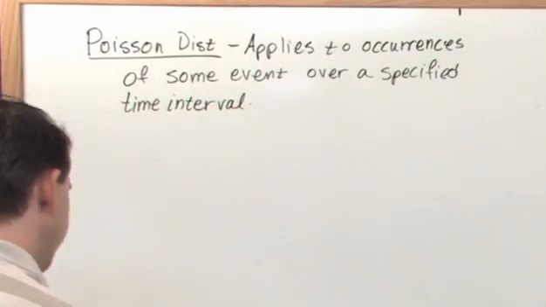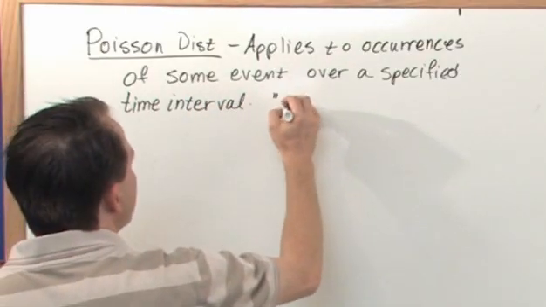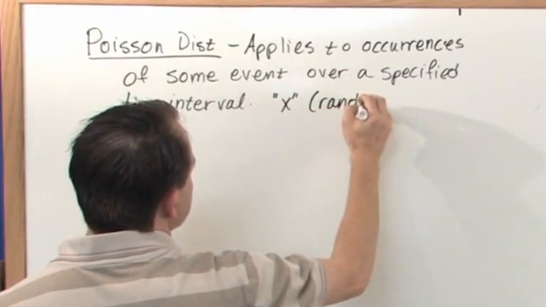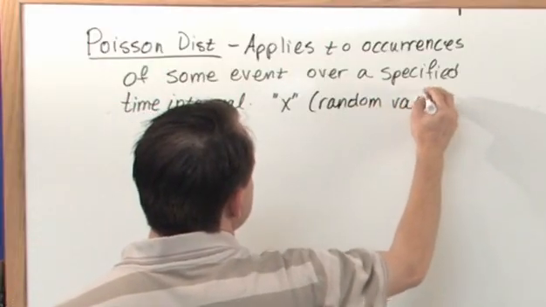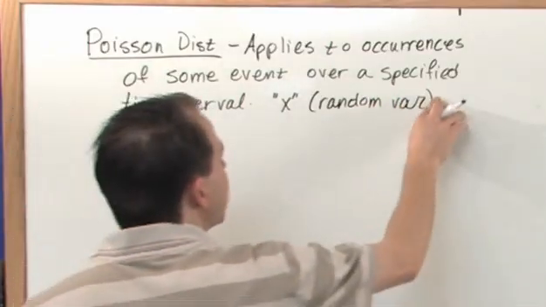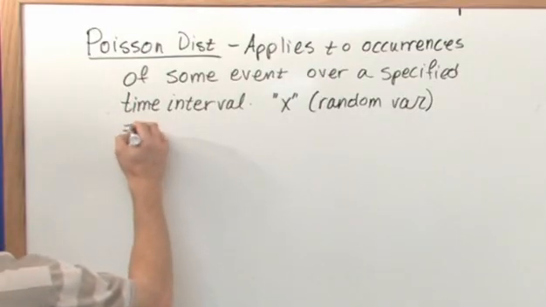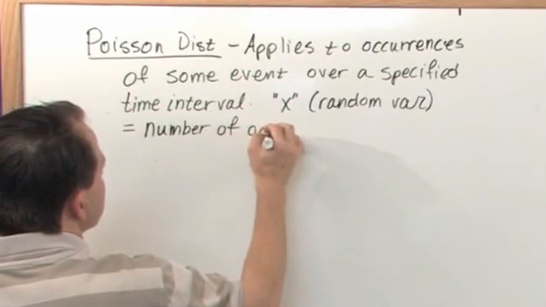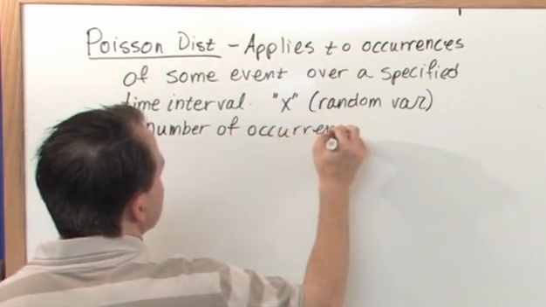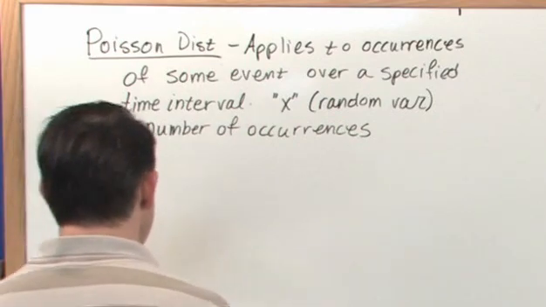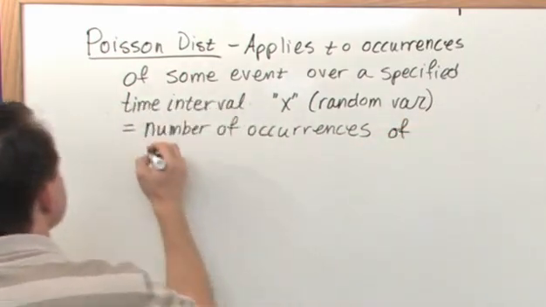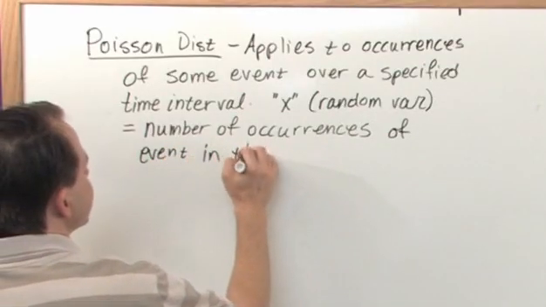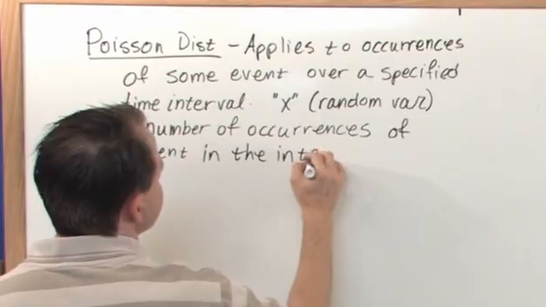Okay, that's exactly what I just said there. Now x, which is always going to be a random variable, so I'm going to put this down, random variable. Okay, x is the random variable, is going to be equal to the number of occurrences of the event in the interval.